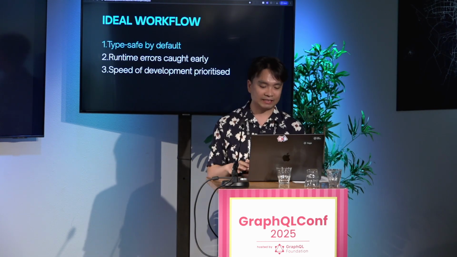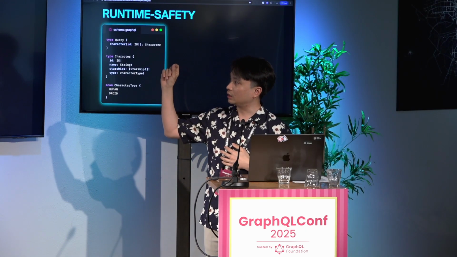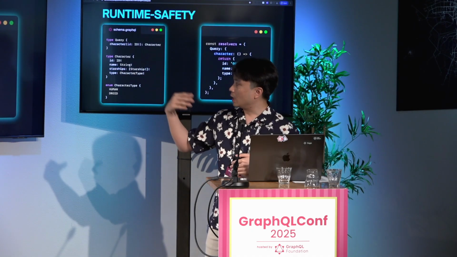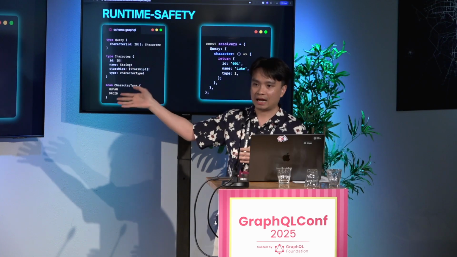Cool, we just talked about type safety by default. Now we want to talk about runtime errors caught early, right? So let's talk about runtime safety, what it means in GraphQL. So let's extend our GraphQL schema a little bit. Now we got the character query, which returns a character type, right? And every character has an ID, it has a name, Starship's array, and a character type being human or droid. So with this schema, the backend team create something like on the right-hand side, right?